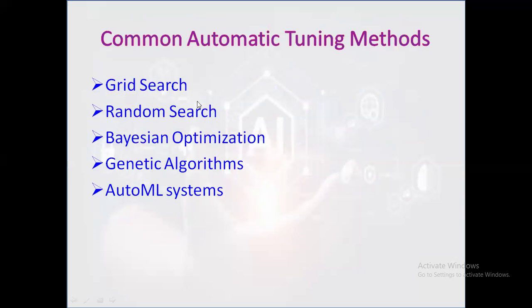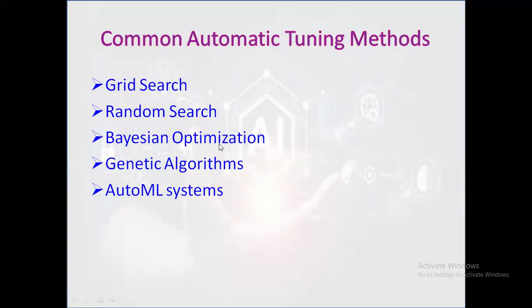Grid search tests all possible combinations of hyperparameter values from a predefined list, ensuring a thorough but computationally expensive exploration. Random search samples hyperparameter combinations randomly, often finding good results faster than grid search because it explores a wide variety of values.